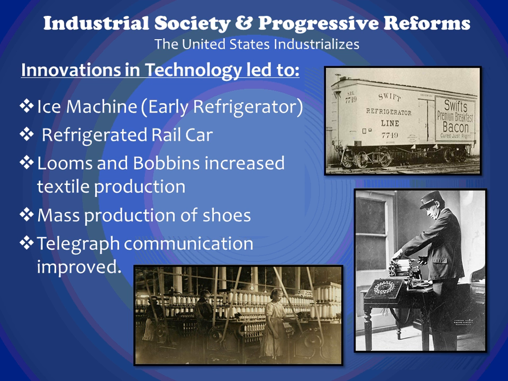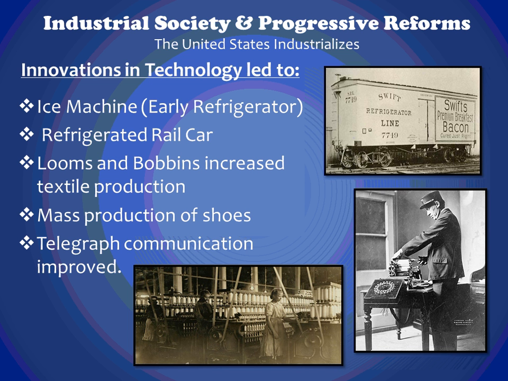Looms and bobbins increased textile production, and there was the mass production of shoes, as you can see in the picture down below, the bobbins and the looms working to produce more cloth for clothing and the like. And telegraph communication improved with a telegraph wire being laid across the Atlantic Ocean, across the pond to our friends in Great Britain. So again, communication is improving, we're able to ship goods faster, and we are just able to improve the quality of life.